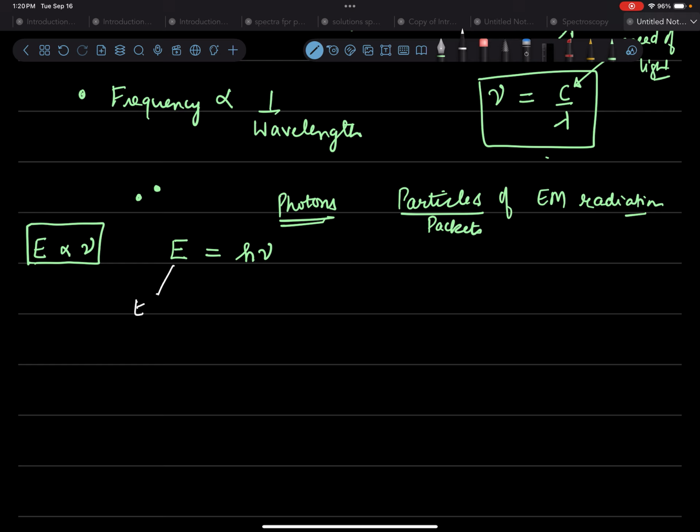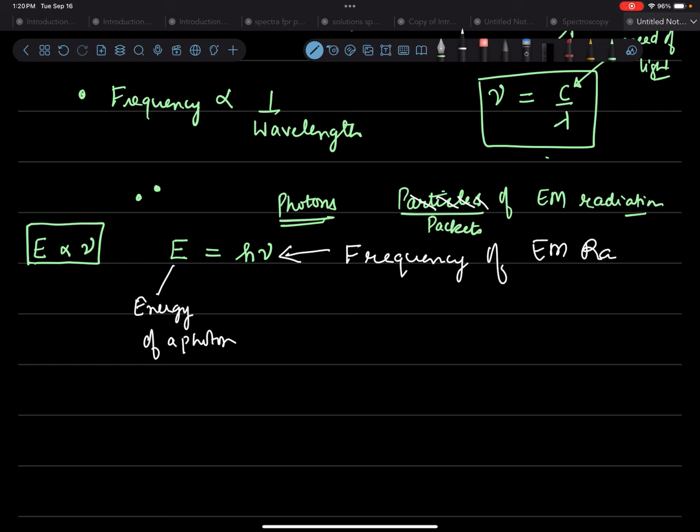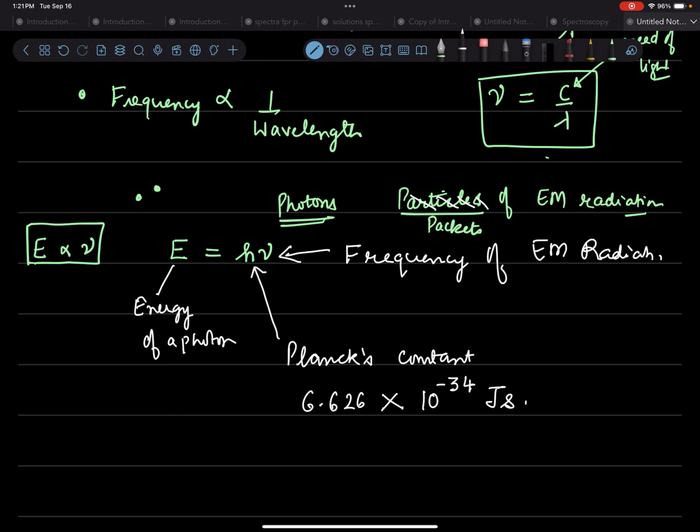This is the energy of the packet, the energy of a photon, and this is the frequency of EM light or electromagnetic radiation. And what is h? h is Planck's constant. Its value is small, but its significance is big. Its value is 6.626 times 10 raised to the power minus 34 joule second.